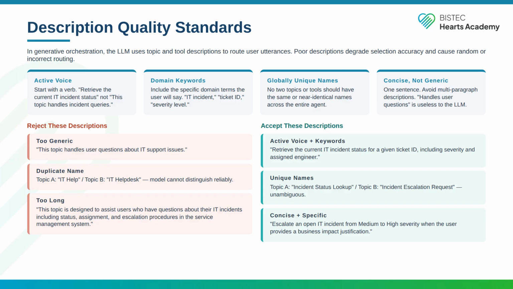Debrief by projecting rewrites and picking the strongest for each example. Question to pose. What is the worst topic description you have written or inherited? What would you change if you had to rewrite it using these 4 standards right now?